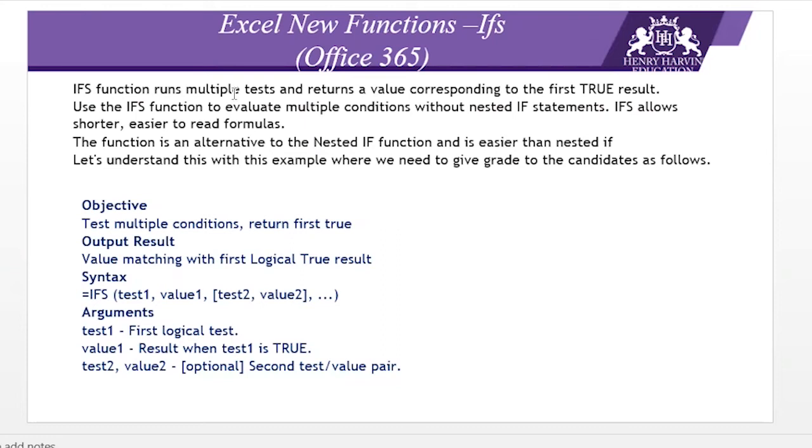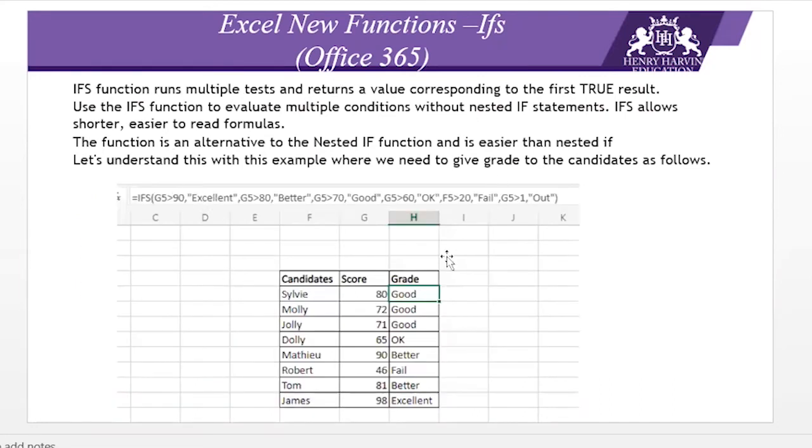Let me show you an example. You can see this is the function. You can actually define all the criteria in one go. If G5 greater than 90 should be excellent, G5 greater than 80 should be better, if G5 greater than 70 should be good, whatever. Guys, what matters most in that formula? What are you noticing? You should be a little bit good in mathematics. Then this formula can easily be dealt with.